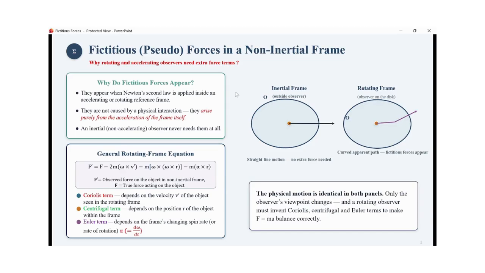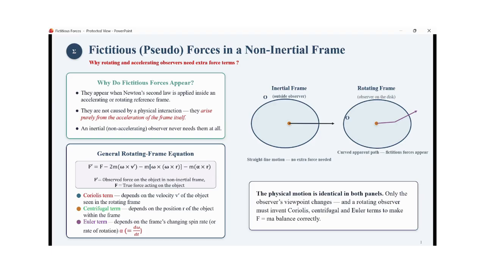Friends, in this lecture, I will talk about pseudo forces or the fictitious forces that come into picture when we try to describe the motion of an object in a non-inertial frame. So, when the motion of an object is being observed by an observer sitting in a non-inertial frame, then while applying Newton's second law to describe that motion, we have to consider some fictitious forces, and these fictitious forces are not actually the result of a physical interaction.